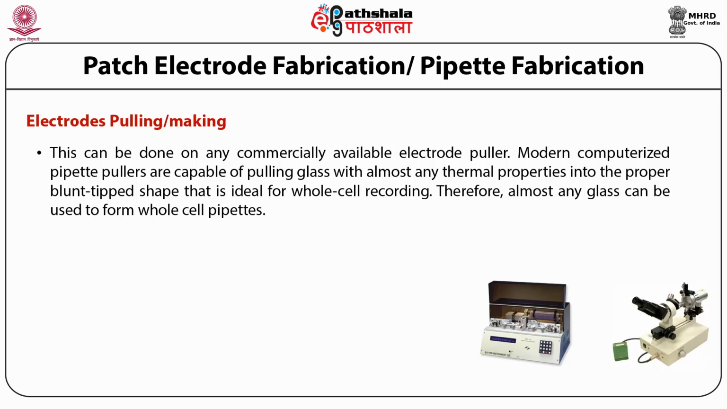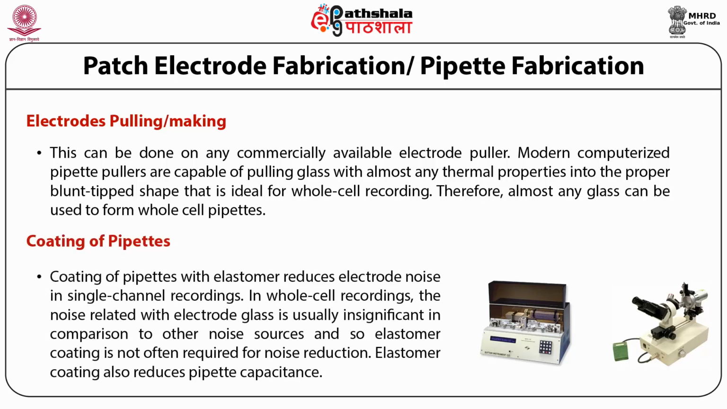The next important part is coating of pipettes. The coating of pipettes with elastomer reduces electrode noise in single channel recording. In whole cell recordings, the noise related with electrode glass is usually insignificant in comparison to other noise sources, and so elastomer coating is not often required for noise reduction. Elastomer coating also reduces pipette capacitance.